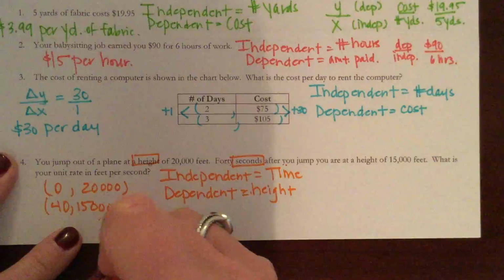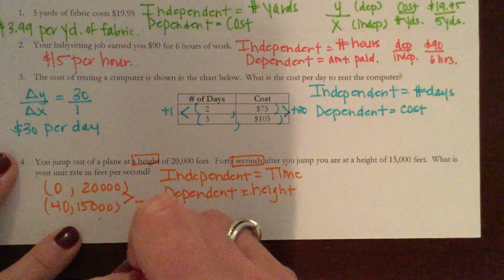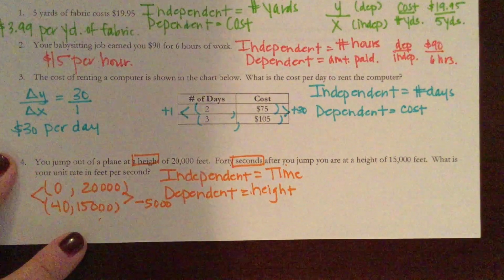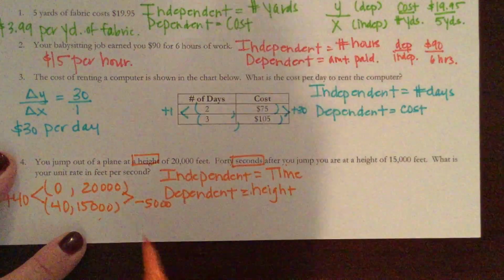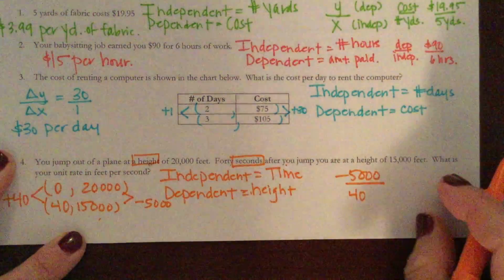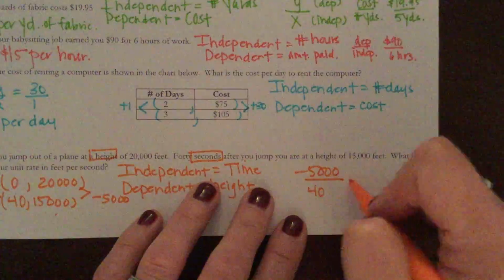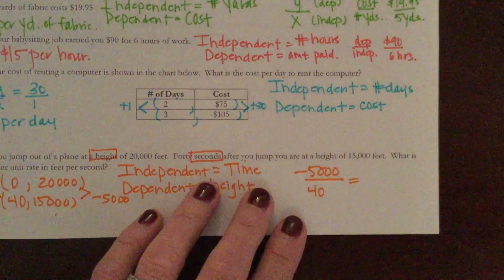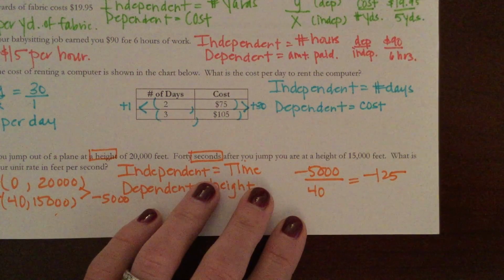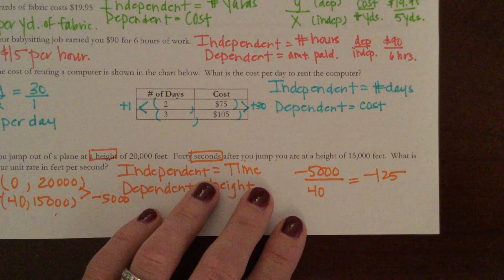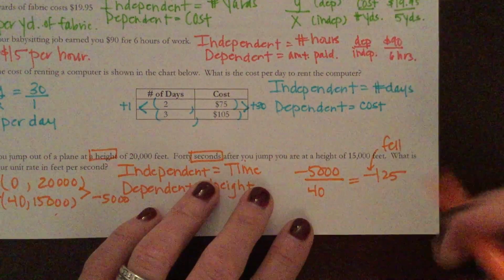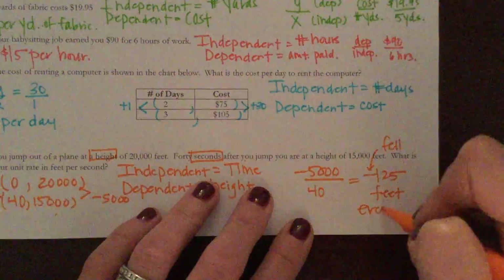Here what happens is from 20,000 feet to 15,000 feet, we dropped or went down 5,000 feet. And from 0 to 40, we went up 40. So thinking about how my Y values change with respect to how my X values change, negative 5,000 over 40 gets rewritten as a unit rate. Divide these two things out, and you get negative 125. Now we have to interpret that. What does that negative 125 mean? It means that we fell, that's the negative part, 125 feet every second.